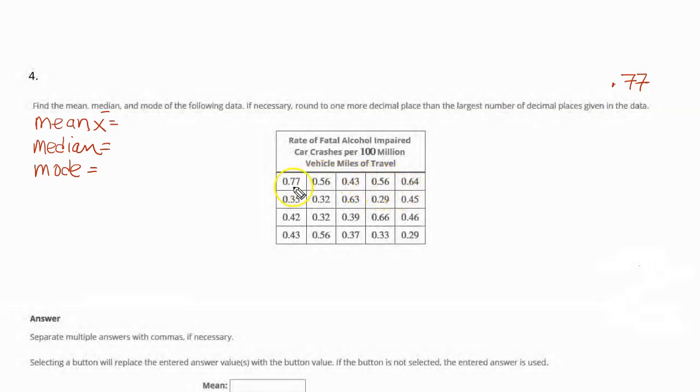Then I'm going to scan and see which is the smallest number, and I'm going to put a little underline there. And it's 32. So I'm going to put a 0.32 up over here. Now, where do I put 0.56? Well, I'm going to put it up over here somewhere. 0.56. 43. I'm going to put 0.43 over there. 56. I'm going to put another 56 there. And as I do them, I'm going to click it off.